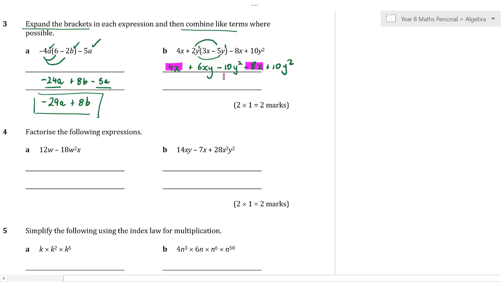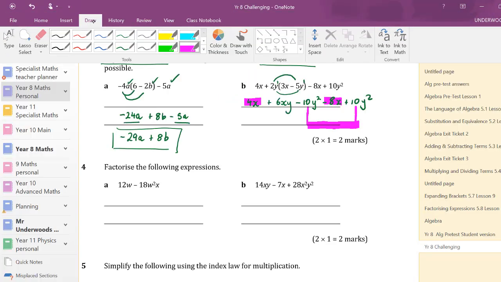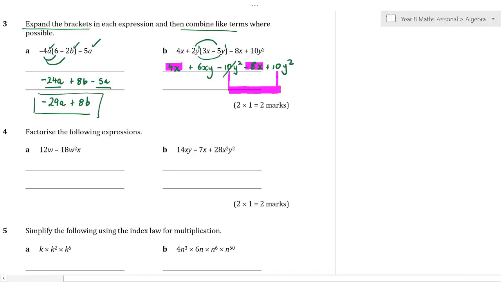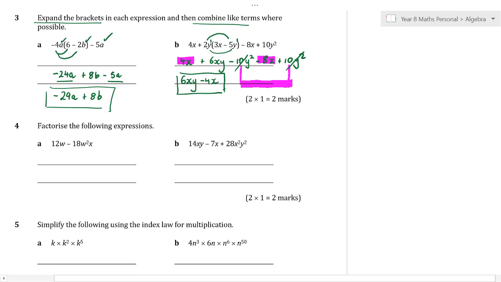But look at this. We've got a minus 10y squared and a positive 10y squared. If I have 10y squared and I subtract 10 of them, I'm going to have 0 of them. So they're going to cancel out. 4x take 8x is negative 4x, and I've got 6xy. So my answer is 6xy minus 4x. And we have now expanded, collected like terms and simplified.